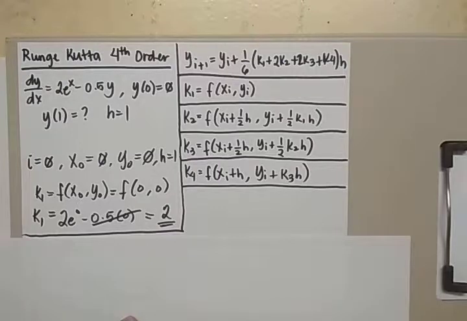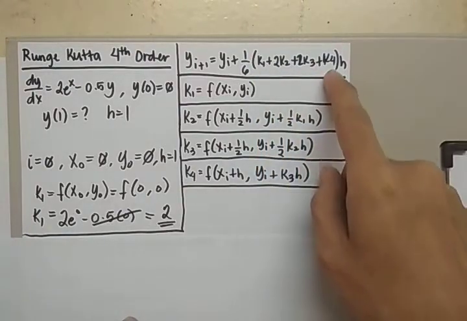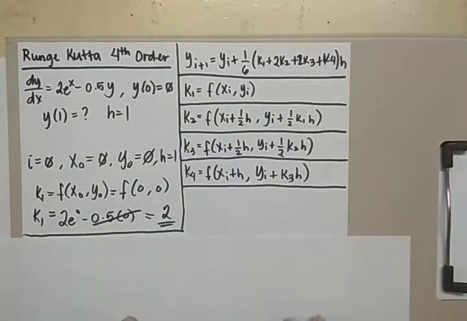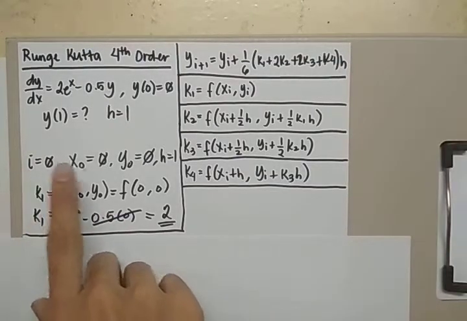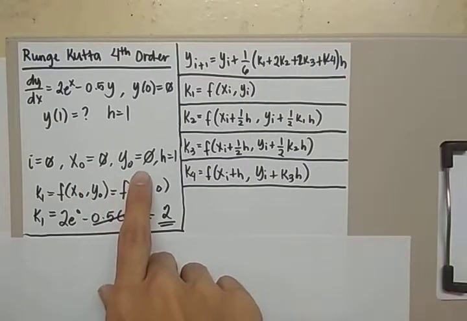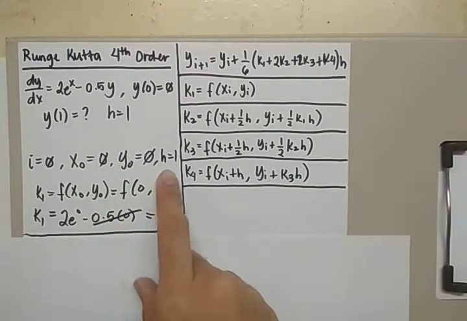So we have y sub i plus 1 is equal to y sub i plus 1 over 6 multiplied by k sub 1 plus 2k sub 2 plus 2k sub 3 plus k sub 4 multiplied by h. So for us to get the values for this case, we have here their formulas. So first, we will set our initial values for i, x of 0, and y of 0. So we have i equal to 0, x of 0 equal to 0, y of 0 equal to 0, and h equal to 1.